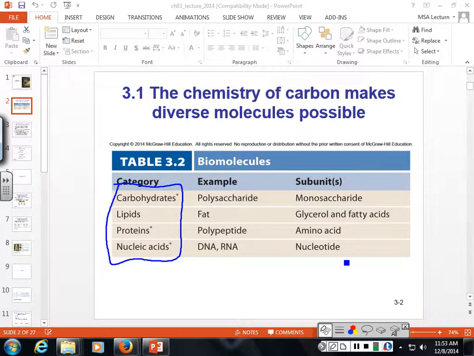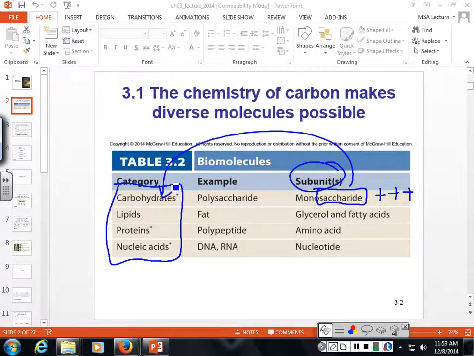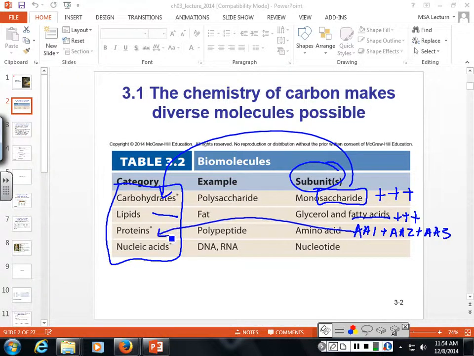I want to point out the subunits because these are the terms that we sometimes get confused about. If I take saccharides and link them together, that'll give me a carbohydrate. If I take fatty acids and link them together, that gives me a lipid. If I take amino acid 1 plus amino acid 2 plus amino acid 3 and put those together, that'll give me a protein. And one nucleotide plus another nucleotide will give me a nucleic acid.